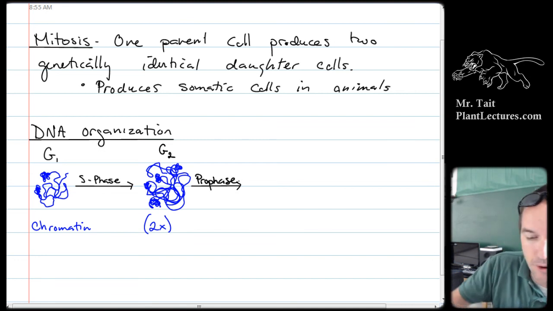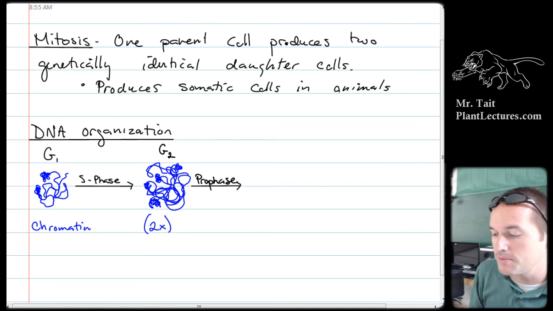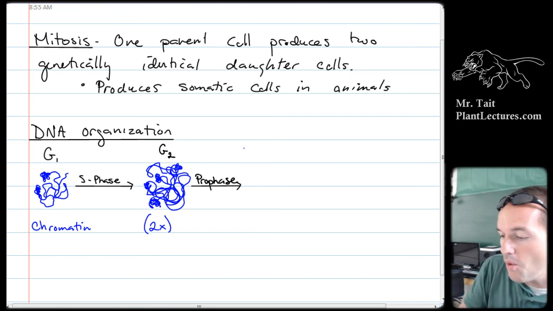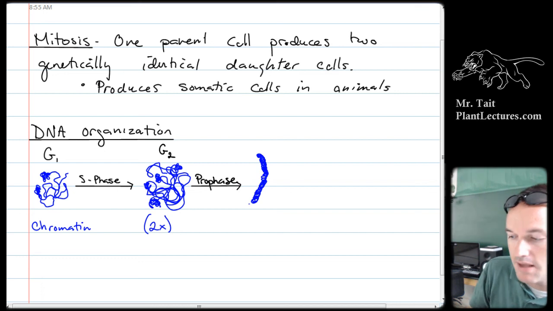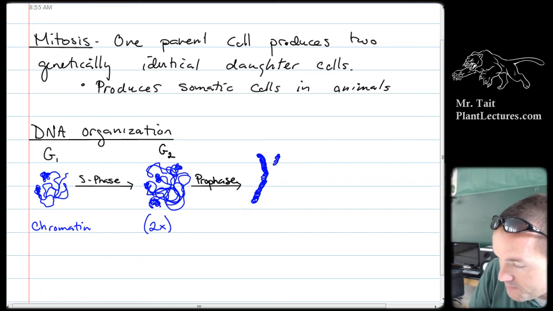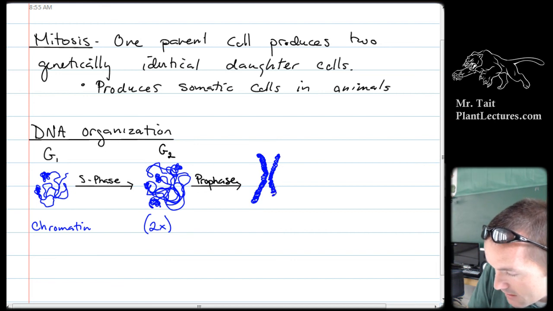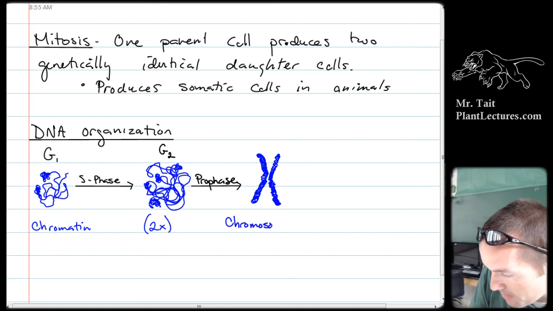And what happens in prophase is that all this chromatin is going to condense. One of the strands is going to condense into one side of this thing that we refer to as a chromosome. That's one strand. And the other strand is going to make the other side of this thing that we refer to as a chromosome. This is a chromosome.